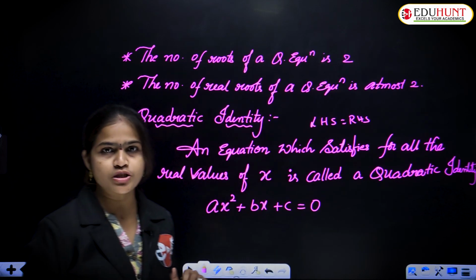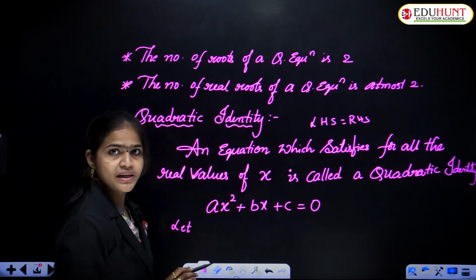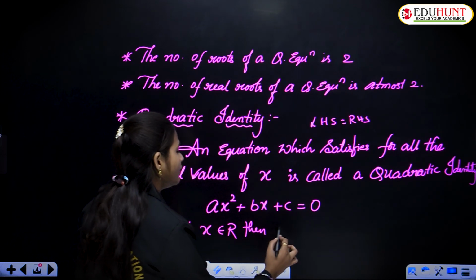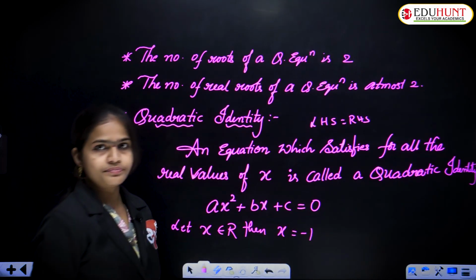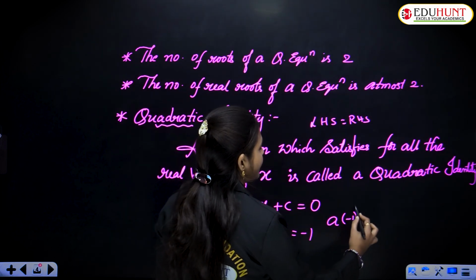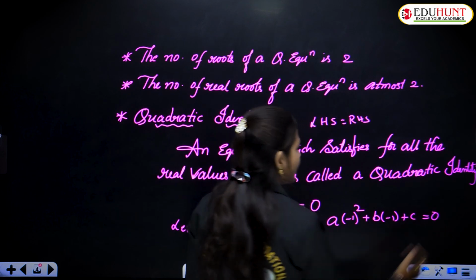So when will it be possible? Children, let x be any real number, so let x belongs to R. Then let x is equal to minus 1. So here a into minus 1 whole square plus b into minus 1 plus c is equal to 0.